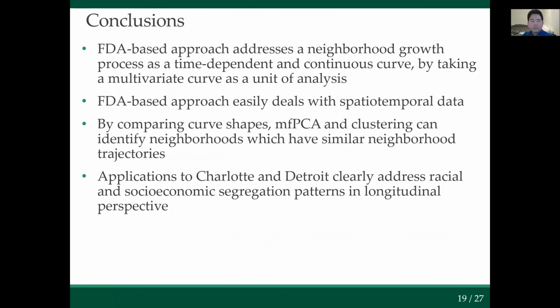So let me wrap up this presentation. The FDA-based approach addresses neighborhood growth as a time-dependent, continuous curve by taking a multivariate curve as the unit of analysis. And that allows us to analyze spatial-temporal neighborhood data very easily. And by comparing the curve shapes, MFPCA and clustering can identify neighborhoods which have similar trajectory patterns.